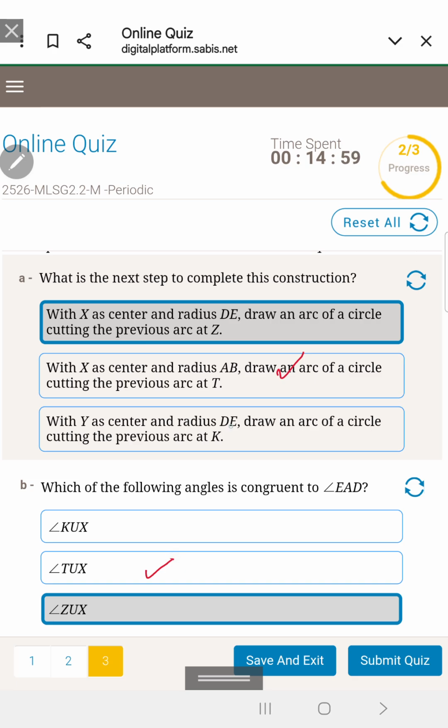And if you choose this one, you have to choose this one. Since we have chosen this one, we have to choose this one.